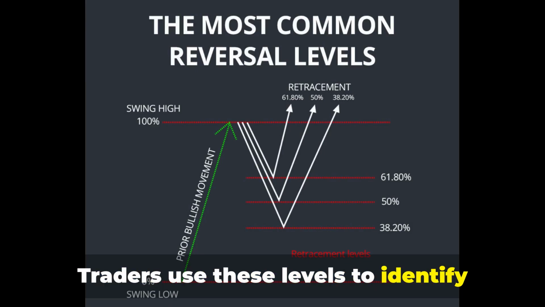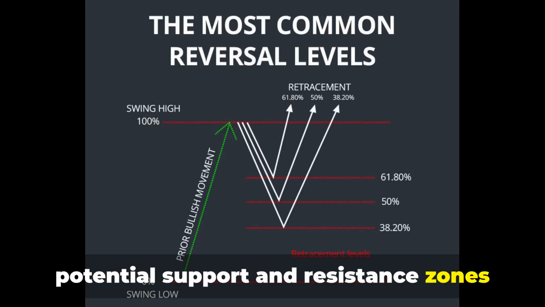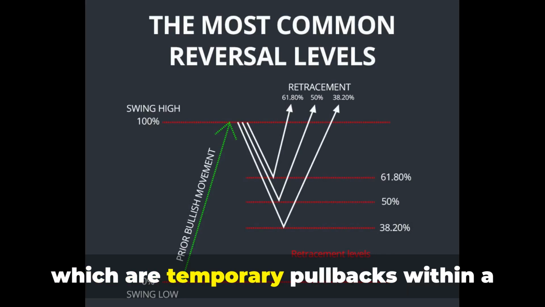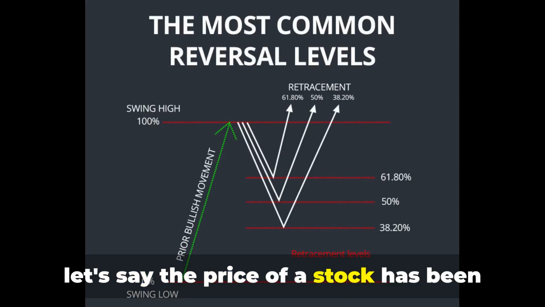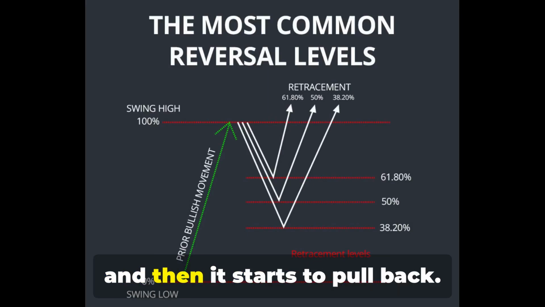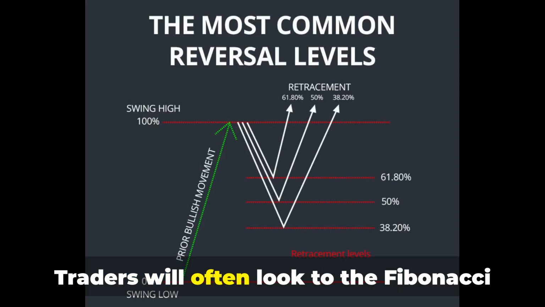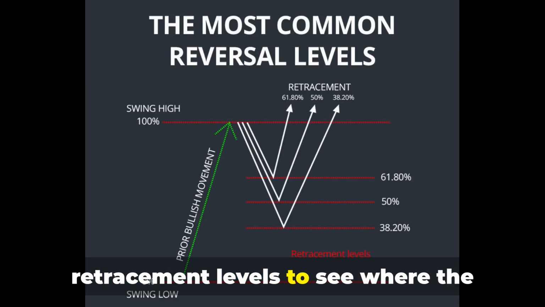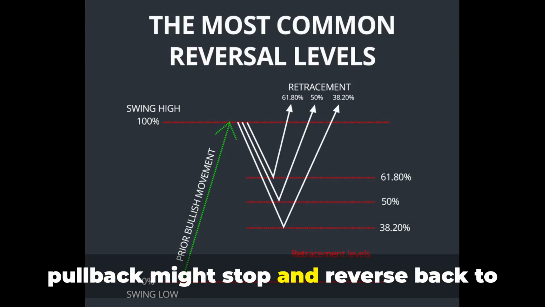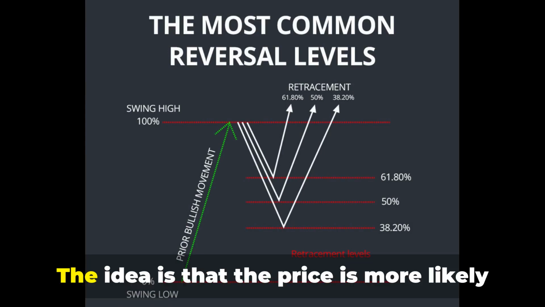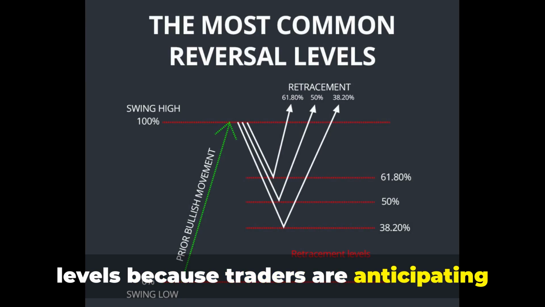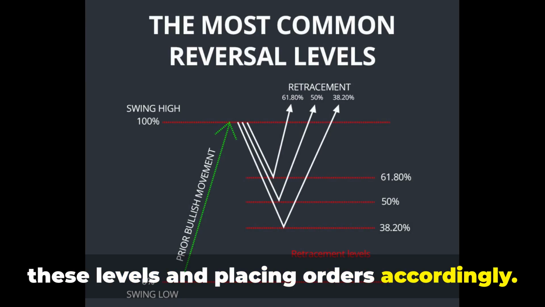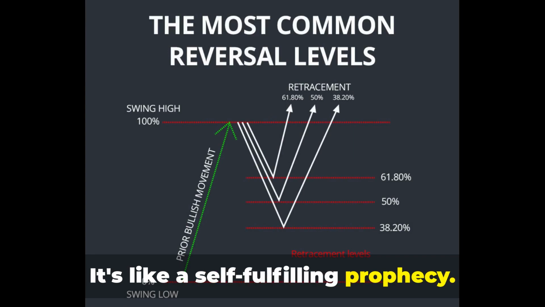Traders use these levels to identify potential support and resistance zones during retracements, which are temporary pullbacks within a larger trend. For example, let's say the price of a stock has been in a strong uptrend, and then it starts to pull back. Traders will often look to the Fibonacci retracement levels to see where the pullback might stop and reverse back to the upside. The idea is that the price is more likely to find support at or near these Fibonacci levels because traders are anticipating these levels and placing orders accordingly. It's like a self-fulfilling prophecy.